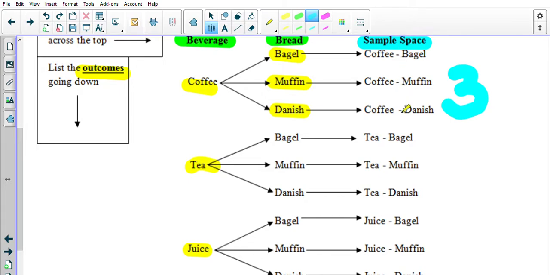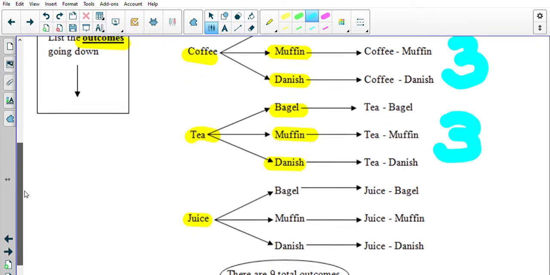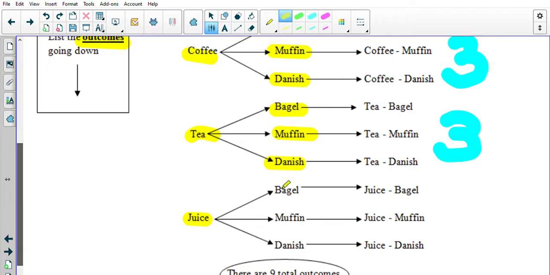Now let's say I choose tea as my beverage. I still have those same three possible outcomes, bagel, muffin, Danish. The only thing that's going to be different with my three possible outcomes here is instead of having coffee, I have tea. So it's tea bagel, tea muffin, tea Danish, but I have another three possible outcomes. And then we go down to juice. Let's say I choose juice. I still have the same three possible outcomes, bagel, muffin, Danish, and I replace coffee and tea with juice here. So we've got juice bagel, juice muffin, juice Danish.